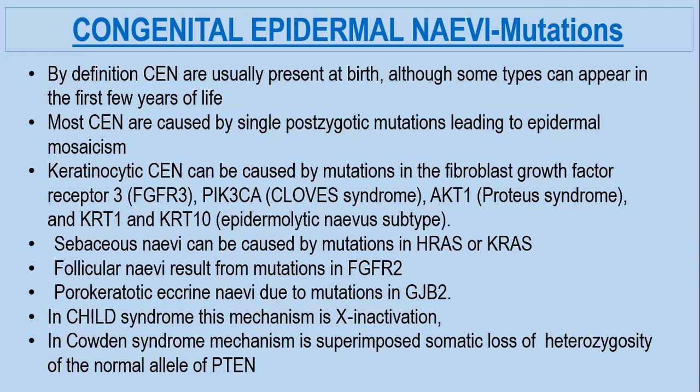In CHILD syndrome, the mechanism is X inactivation. One of the X chromosomes is inactivated. In Cowden syndrome, the mechanism is superimposed somatic loss of heterozygosity in the normal allele of the PTEN gene.